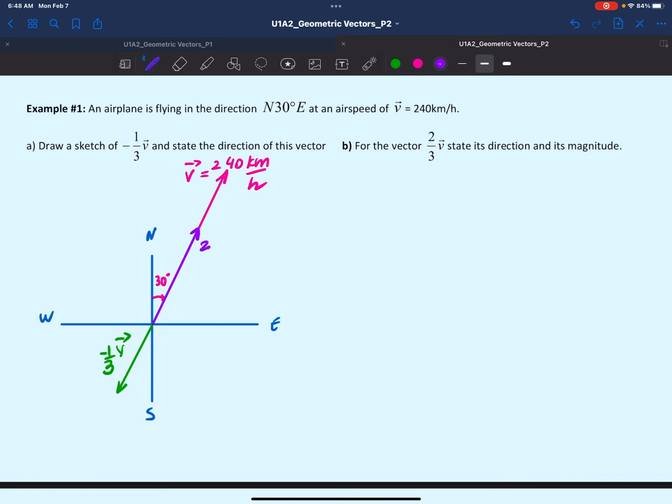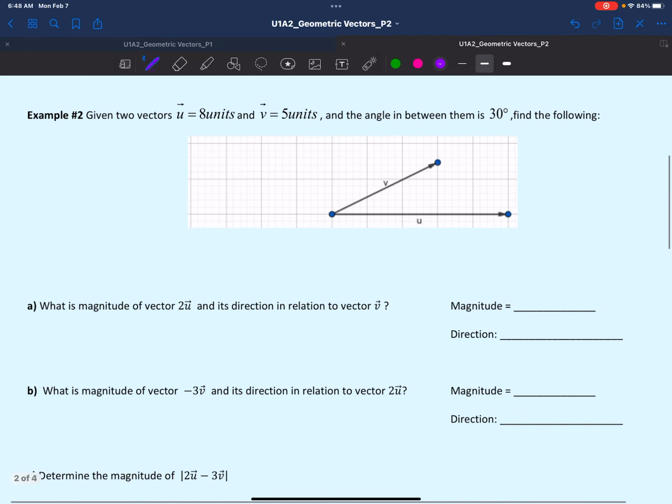And this would be 2/3 v. And the direction of 2/3 v will be the same as vector v, which is north 30 east. That's a more proper way of describing it. Moving on to the next example.